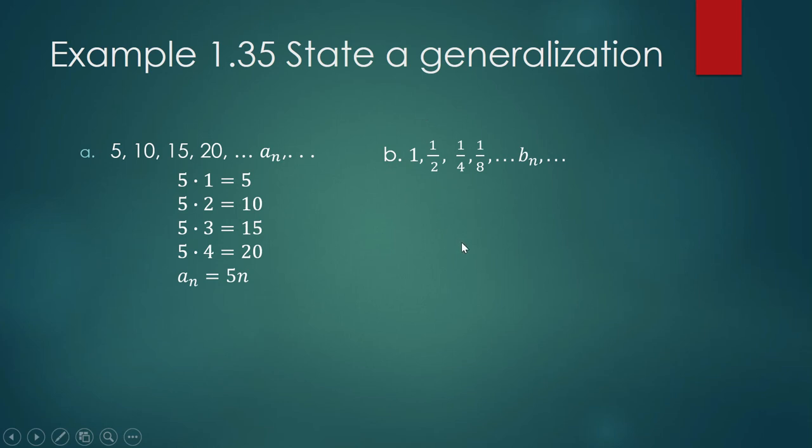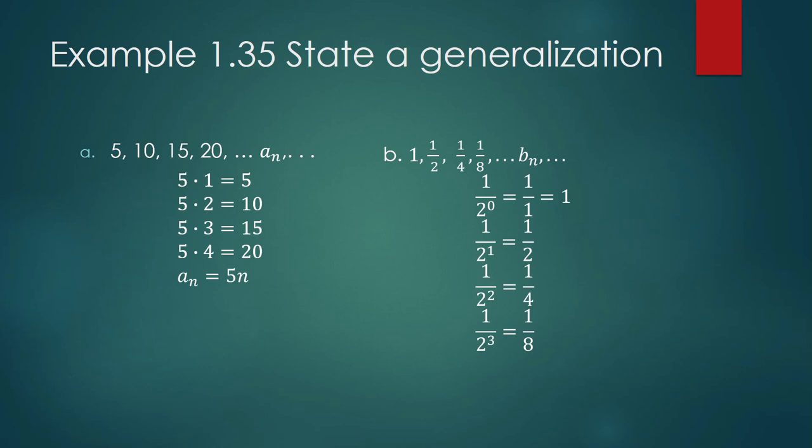Okay, but what about the first term? Well, the first term, you can write it as 1 over 2 raised to 0. Any real number that is not equal to 0, when you raise it to 0, it's equal to 1. So this number, in fact, can be written as 1 over 2 raised to 0. And the succeeding terms will be 1 over 2 raised to 1, 1 over 2 raised to 2, 1 over 2 raised to 3, so on and so forth.